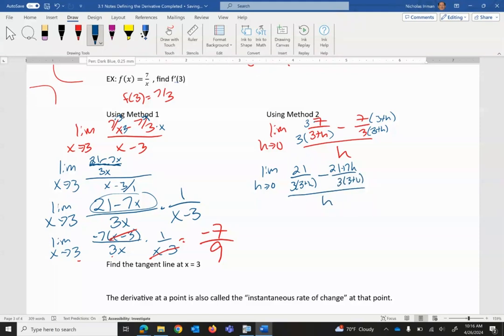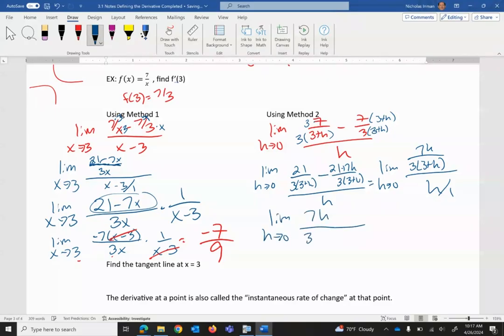Same denominator, so we can subtract the numerators. 21 minus 21 cancels. Great. So I just have 7h over 3 times 3 plus h. Again, we can do same, change, flip. Cool. Our h and our h will cancel. We can now plug in h equals 0.